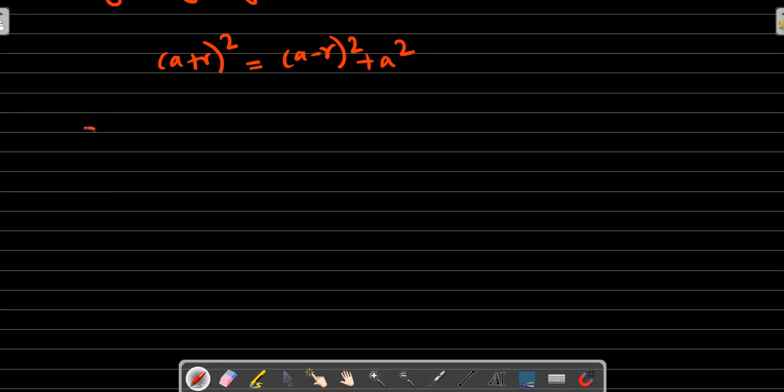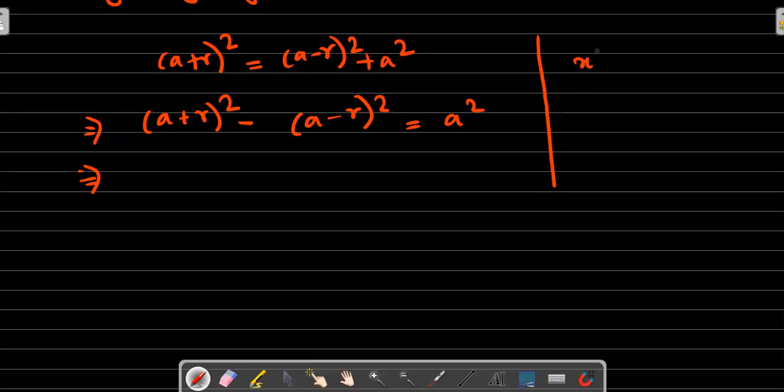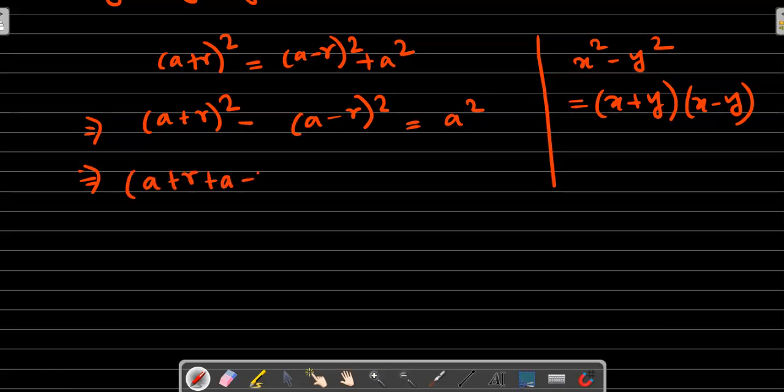So from here, (a plus r) whole square minus (a minus r) whole square is equal to a square. Now here I want to expand this. I will apply the formula x square minus y square equals (x plus y) into (x minus y). So here you apply the formula and you get (a plus r plus a minus r) into (a plus r minus a plus r) equal to a square.